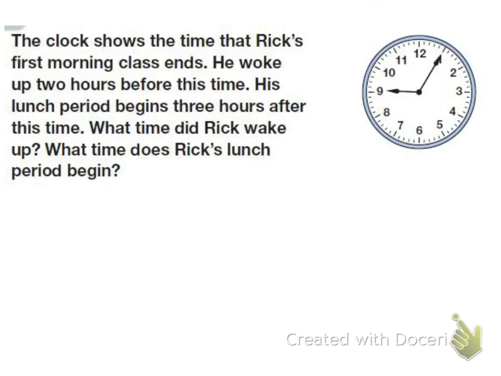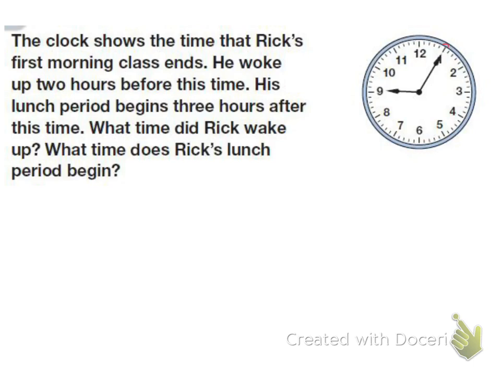All right, so here, this says the clock shows the time that Rick's first morning class ends. He woke up 2 hours before this time. His lunch period begins 3 hours after this time. What time did Rick wake up? And what time does Rick's lunch period start or begin?